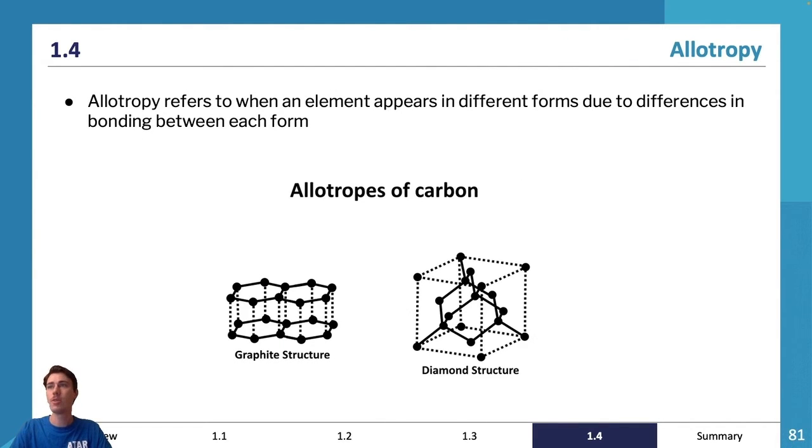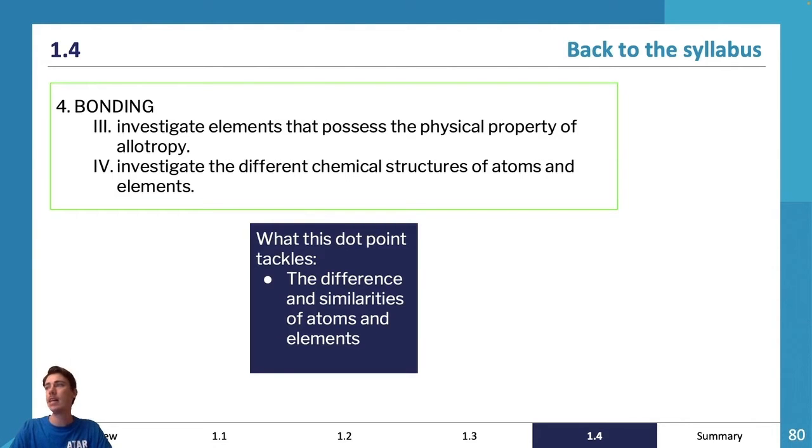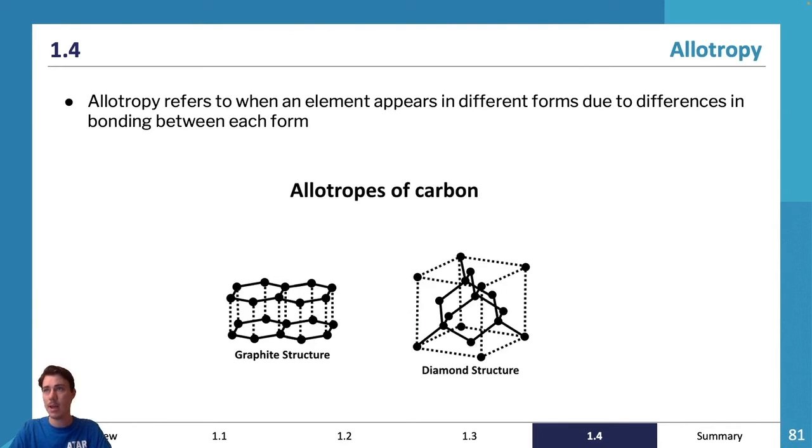Now, it also wants you to investigate elements that possess physical properties of allotropy. I like to call it allotropy, and allotropy, probably the better way of saying it. And then investigate the different chemical structures of atoms. So, allotropy, I can never say it properly. Allotropy refers to when an element appears in different forms due to the differences in bonding between each form.